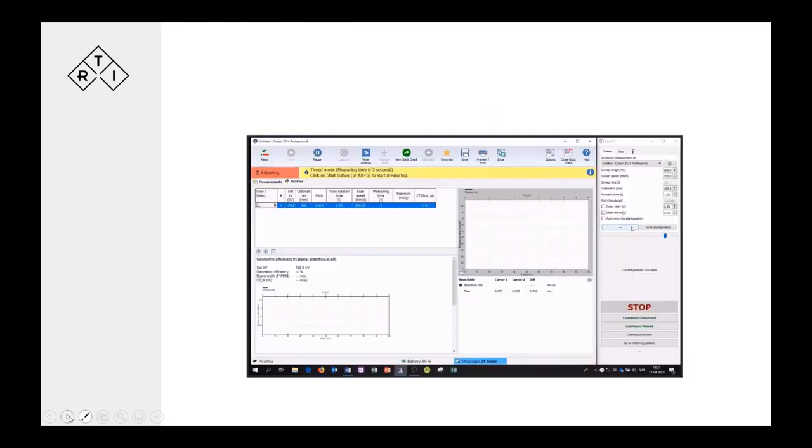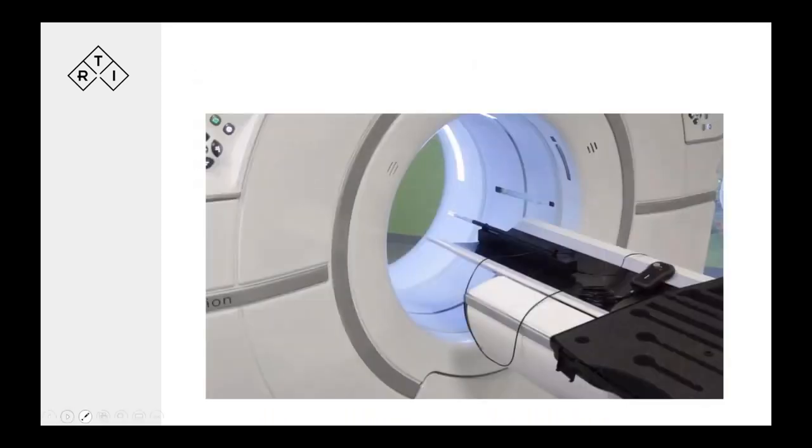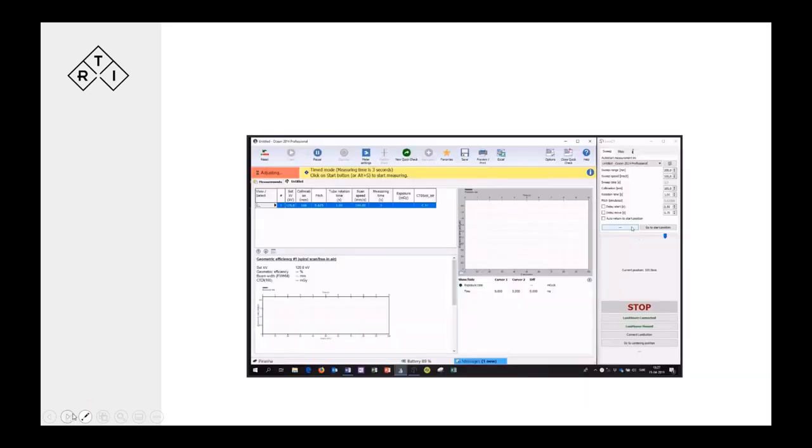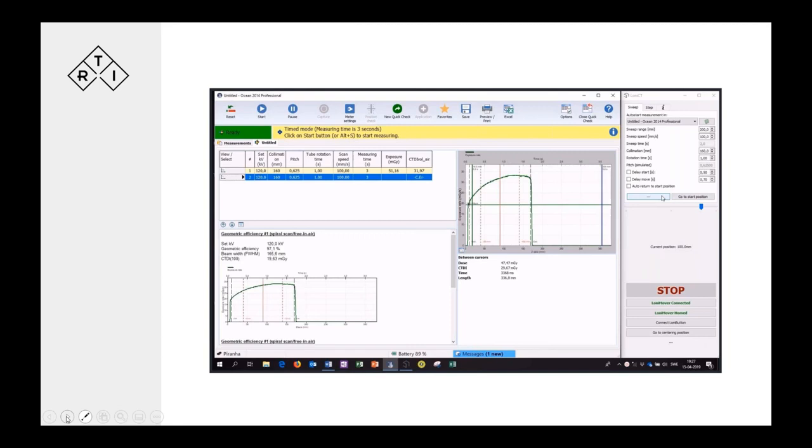See, that's it. It pokes through the beam. I'll do that again so you can see. It's then set up. We've got the mover set up right here, so that we position it outside the table, so it's free in air, no backscatter, nothing that disturbs it, and we then poke it through at the known speed, and the software will then gather that data, and it then gives us the beam width.